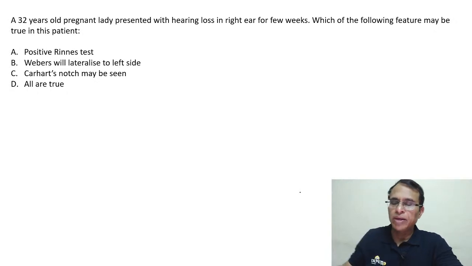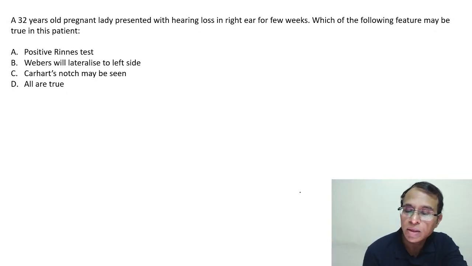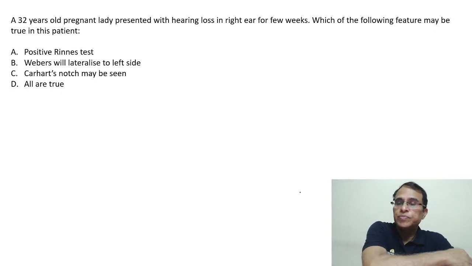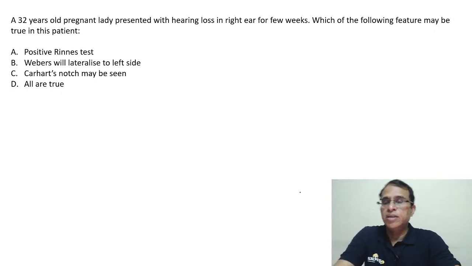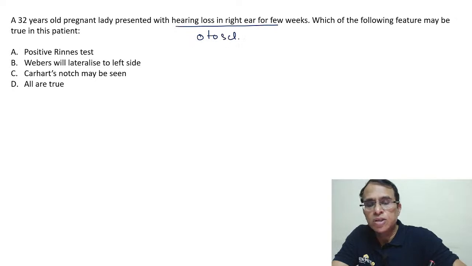A 30-year-old pregnant lady presented with hearing loss in the right ear for a few weeks. Which of the following features may be true in this patient? Positive Rinne test. Vibration lateralized to the left side. Carhart's notch may be seen. Yes, Srikant, this is otosclerosis of the right side.